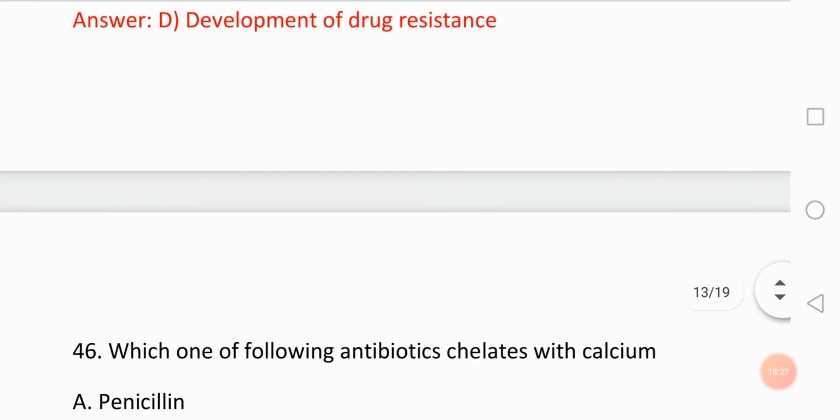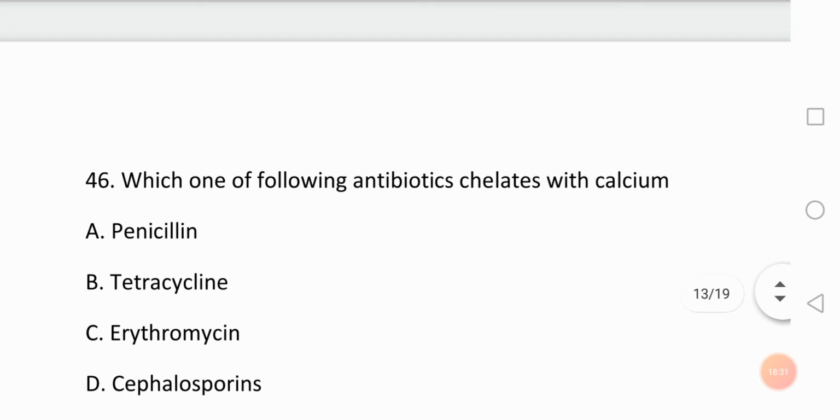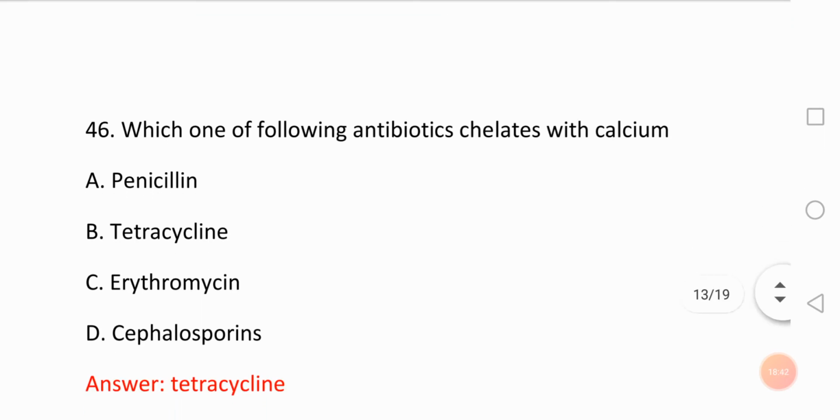Next question. Which of the following antibiotics chelates with calcium? A. penicillin, B. tetracycline, C. erythromycin, and D. cephalosporin. And the answer is B, tetracycline.